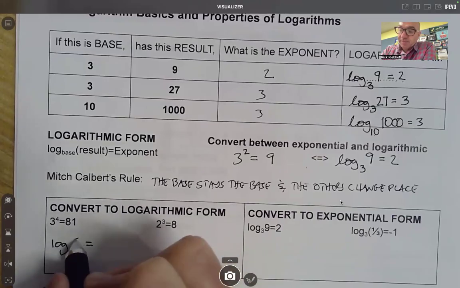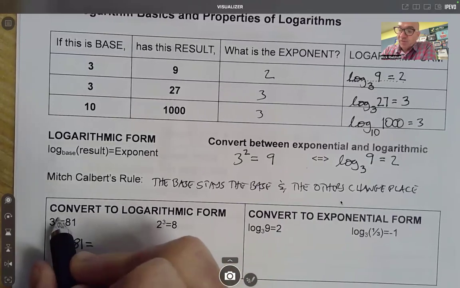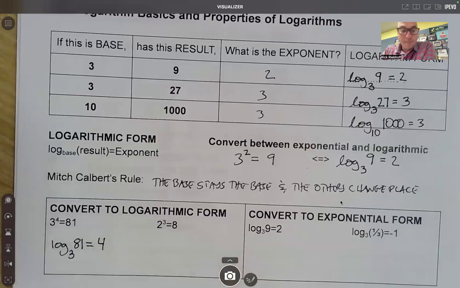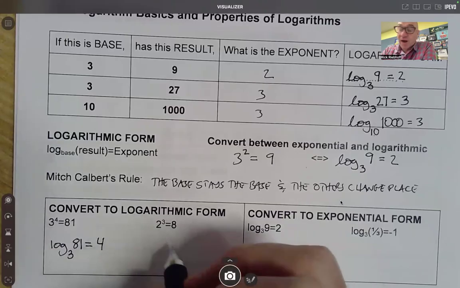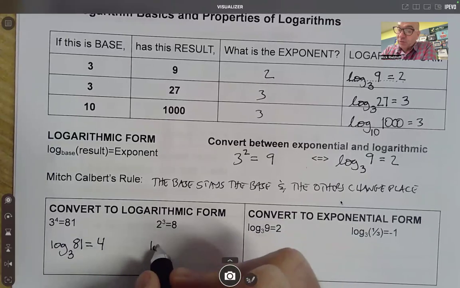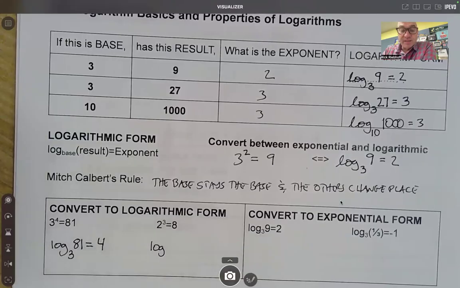So 81 is going to go on this side and the 4 is going to go over here. So log base 3 of 81 equals 4. Cool. The base stayed the base, and the others changed place. So give this a try on your own. I'll give you a hint. It starts with log. The base stays the base, and the others change place.